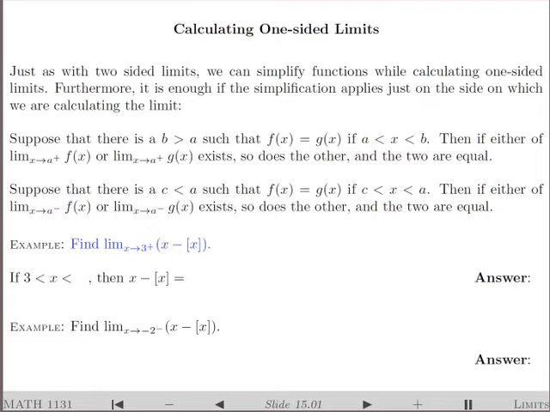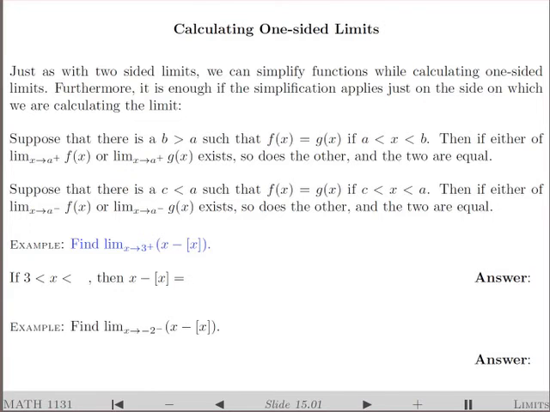To be precise, if I have a function f of x and it equals g of x whenever x is close to a and a little bit bigger than a, then the limits from the right are equal. So we have such a situation in this example. We are finding the limit as x approaches 3 from the right of x minus the greatest integer function.